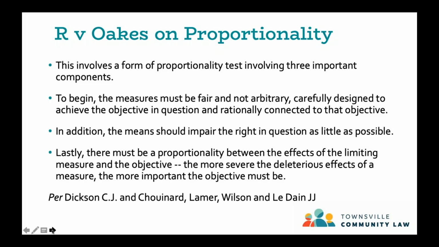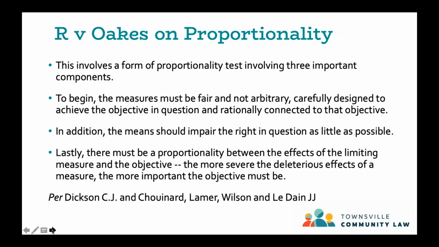In Oakes, this is the Canadian case, the majority set out this test. It says measures must be fair and not arbitrary, and carefully designed to achieve the objective in question, and rationally connected to that objective. They should impair the right in question as little as possible. And lastly, there must be proportionality between the effects of the limiting measure and the objective.